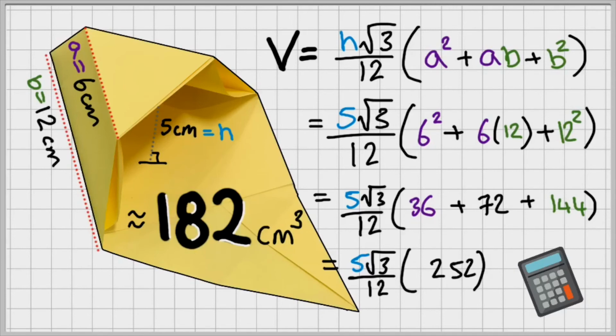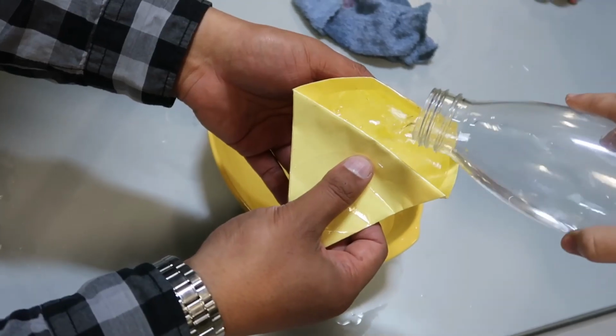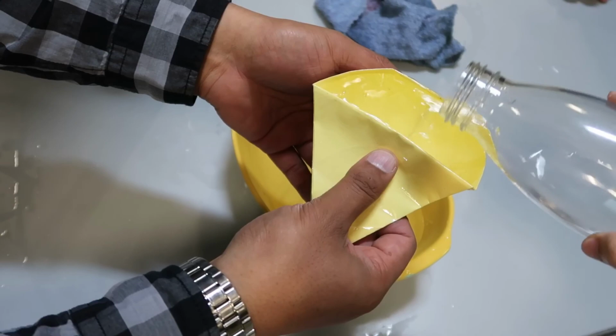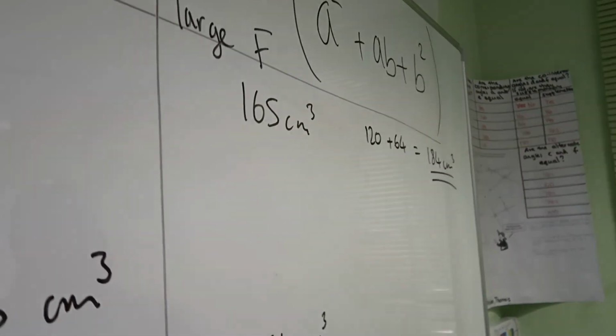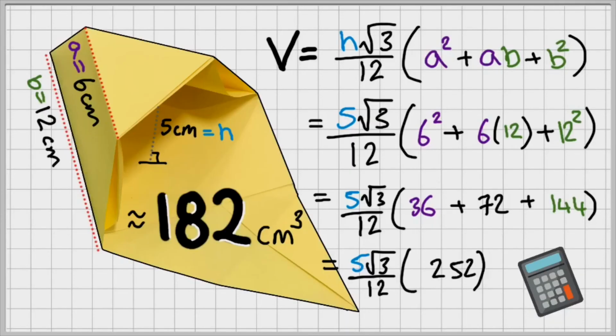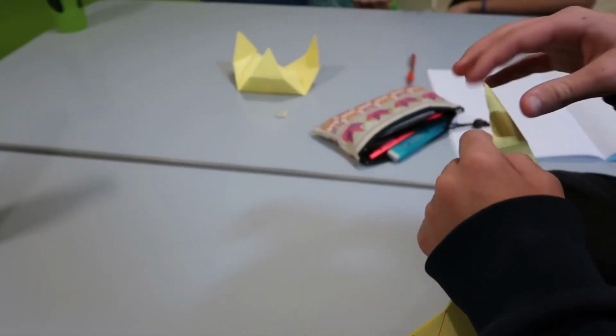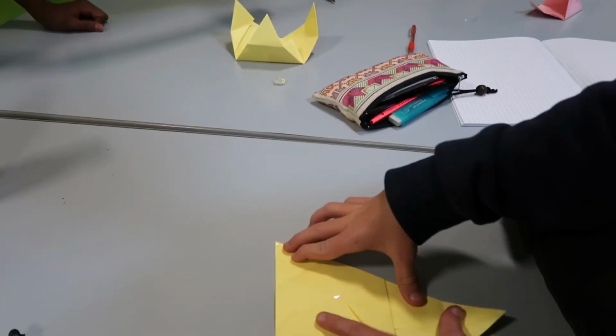What's really interesting here is, remember when we filled it up with water, we got 184 centimeters cubed, or 184 milliliters. So problem-based learning in the classroom, highly encouraged. Let the students explore their own guided discovery.